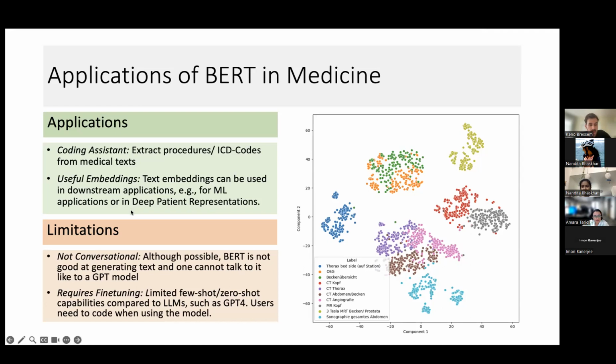Yeah, there are, of course, limitations of the model. The first is it is not really conversational. So you can make BERT generate some text, but it's not particularly good at it. So you can't really talk to it like you can talk to GPT. And the model usually requires some amount of fine-tuning, because the few-shot and zero-shot capabilities are not as good as for large language models like GPT-4. So users, if they interact with the model, they need to code. And this can be a limitation.